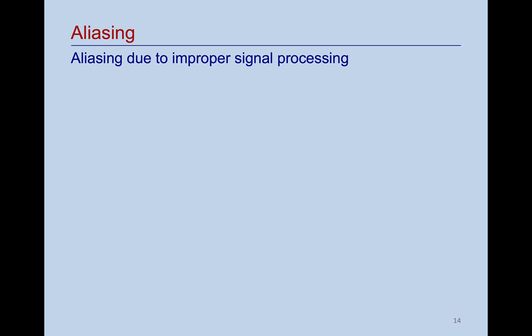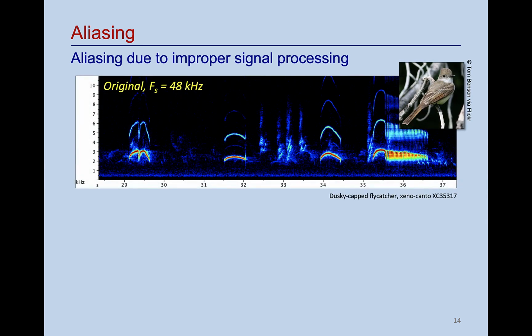Let's look now at an example of aliasing of a real animal sound as a result of improper signal processing. This is a recording of a bird called the dusky-capped flycatcher. Let's listen to this.